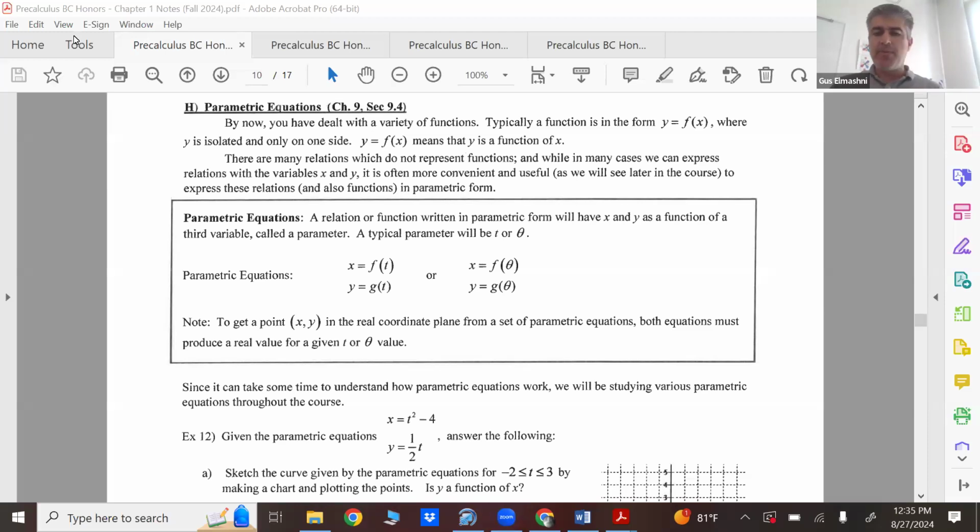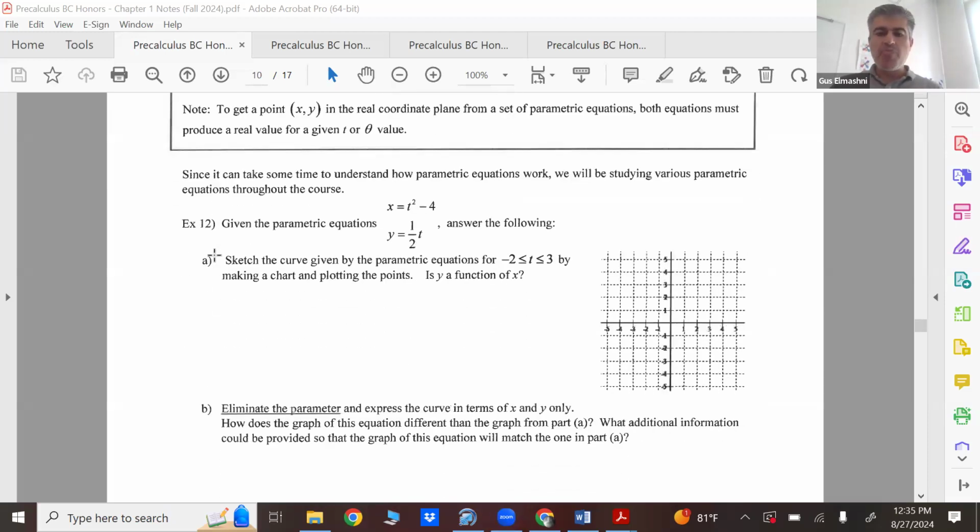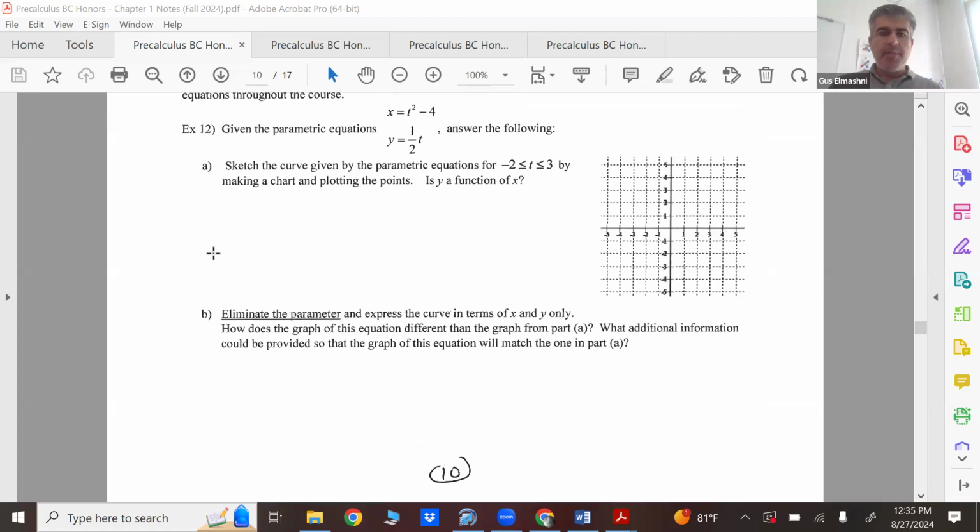But let me just show you an example so you see how it works. And then we'll move forward to the next page. So example 12, and we'll totally revisit this much later in the semester, probably not until late October, early November, and we'll really get deep with it. But for now, I'm just scratching the surface.